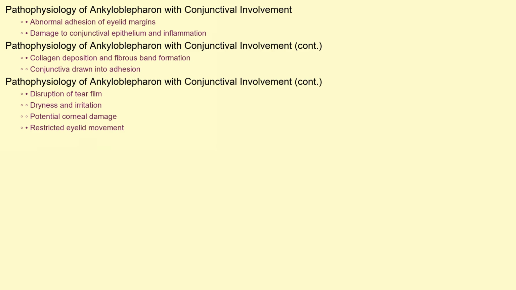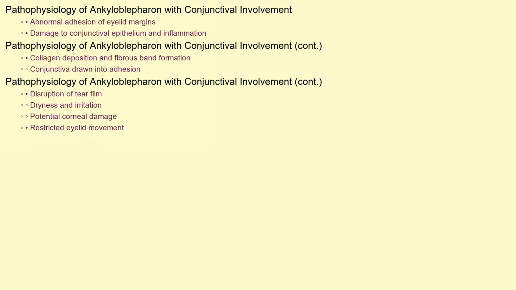Let's delve into the pathophysiology. In Ankyloblepharon with conjunctival involvement, the primary problem lies in the abnormal adhesion of the eyelid margins. This fusion often occurs because of damage to the conjunctival epithelium and subsequent inflammation. The inflammatory process leads to the deposition of collagen and the formation of fibrous bands. As the eyelids fuse, the conjunctiva may be drawn into the adhesion, further complicating the condition.